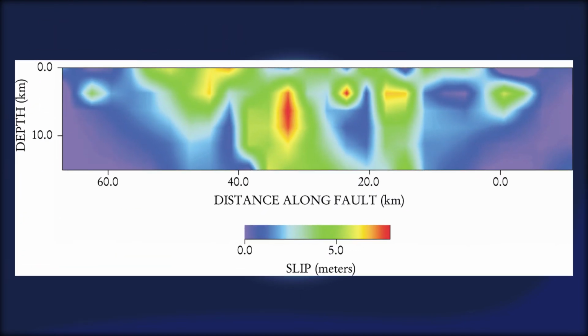Here, we can see the slip distribution on the fault plane of the magnitude 7.3 1992 Landers, California earthquake. If you are interested in the details, pause the video in the next box.